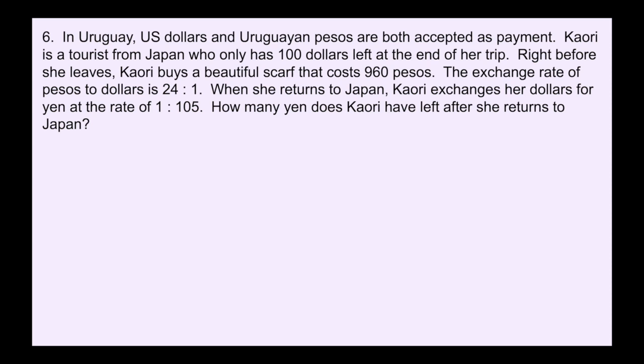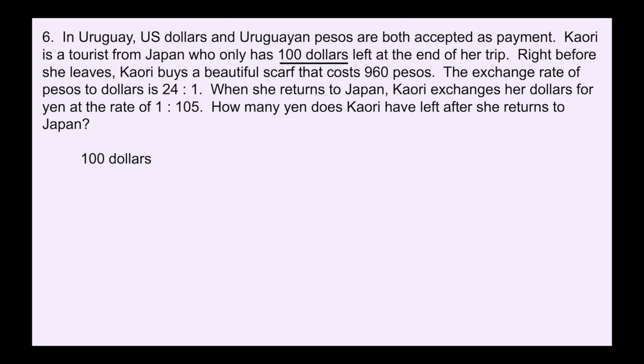In Uruguay, dollars and pesos are both accepted as payment. Kaori is a tourist from Japan who only has $100 left at the end of her trip. Right before she leaves, she buys a beautiful scarf that costs 960 pesos. The exchange rate of pesos to dollars is 24 to 1. When she returns to Japan, Kaori exchanges her dollars for yen at the rate of 1 to 105. How many yen does Kaori have left after she returns to Japan? So this would be a good time to pause the video and try to calculate the amount.